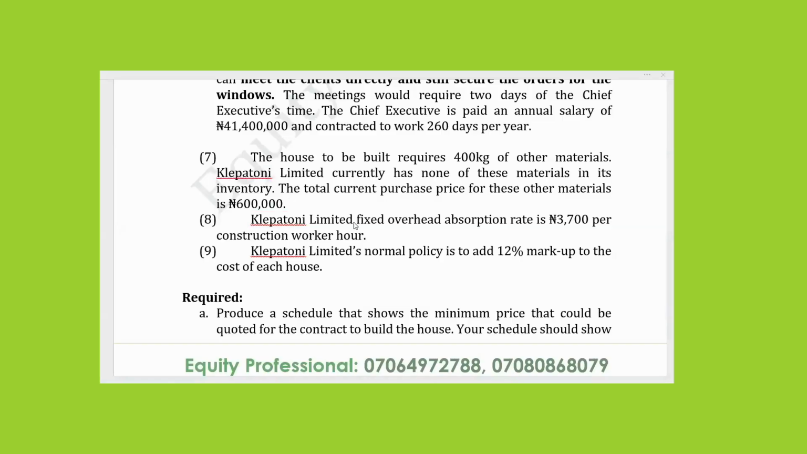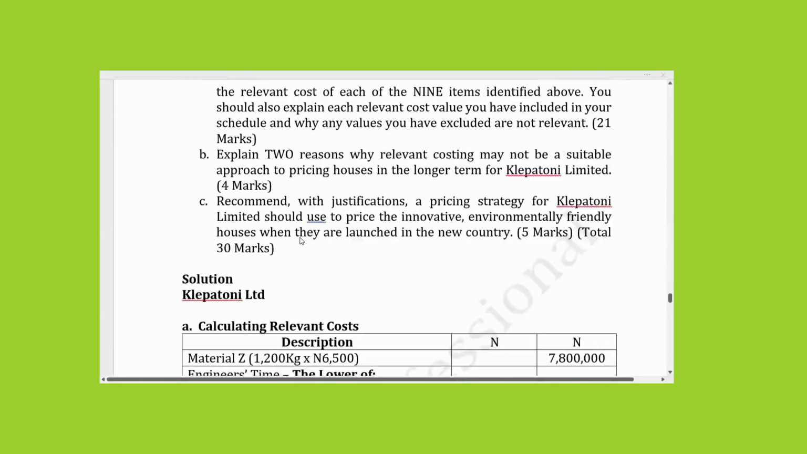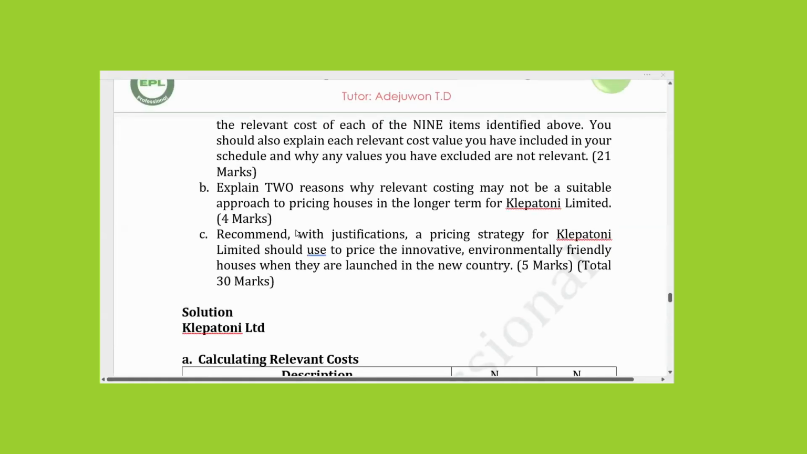Frank has also answered you on that. So that is requirement number A, 21 marks. You pocket it, put it in your pocket. You are looking for 79 to go, to earn your excellence. Number B part of the question: you have to explain 2 reasons why relevant costing may not be a suitable approach to pricing houses in the longer term for Clepatoni Limited.